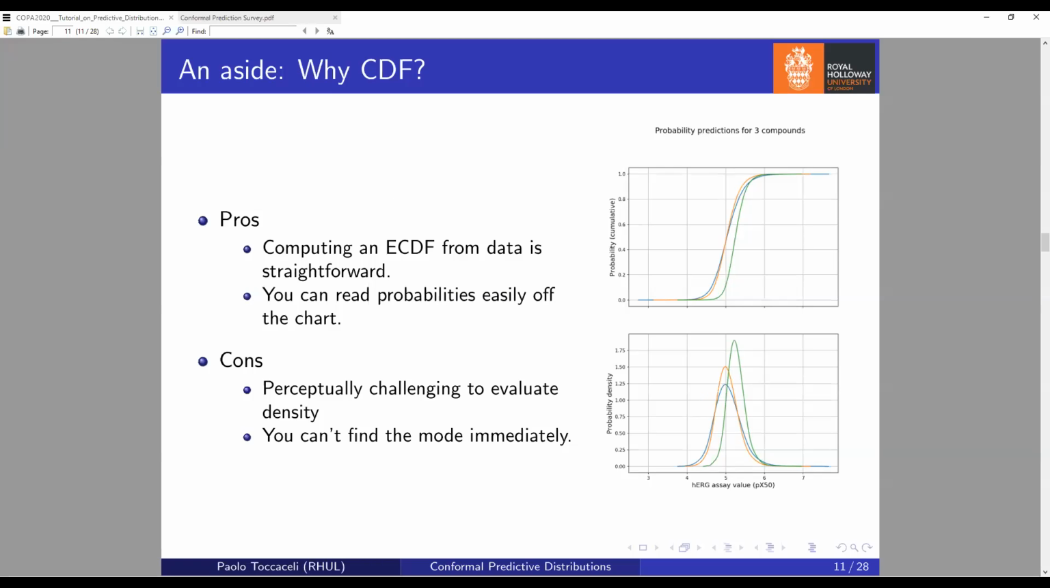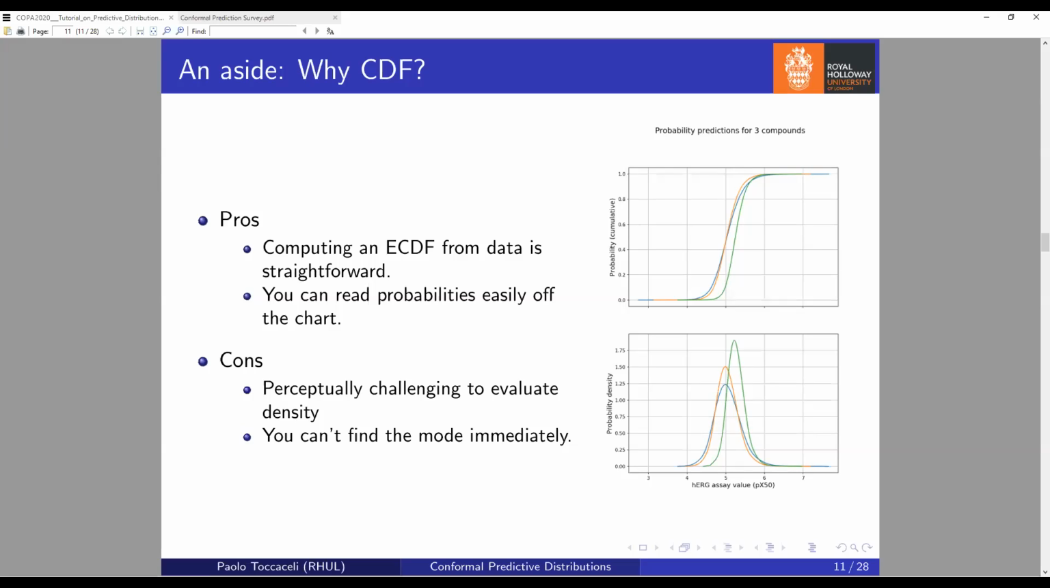So these are theoretical considerations. They might leave you cold, so let me give you some other practical perspective. I think there are pros and cons with using CDFs. Computing an empirical cumulative distribution function from data is straightforward. And you can read probabilities easily off the chart, whereas you can't quite do the same thing on a PDF chart, unless you know how to integrate by eye, and that's not something I can do.